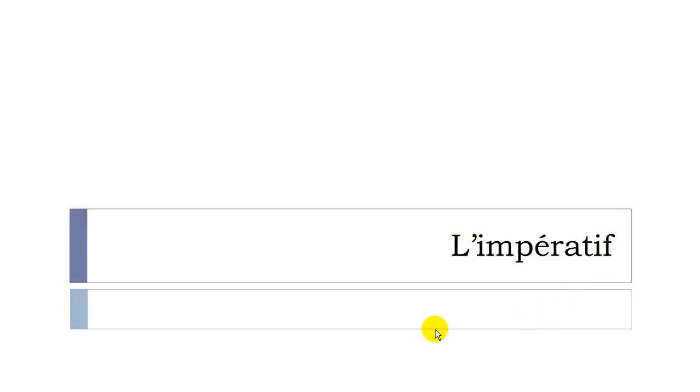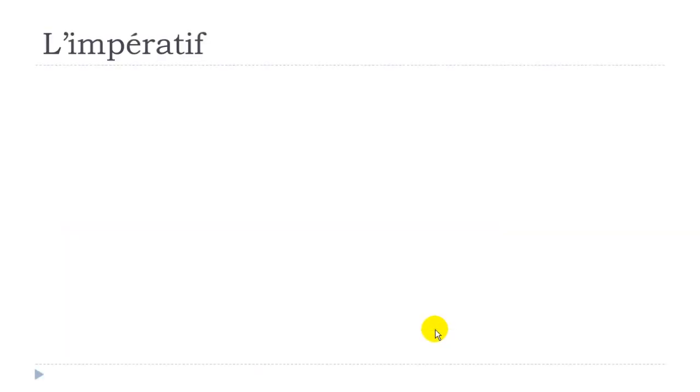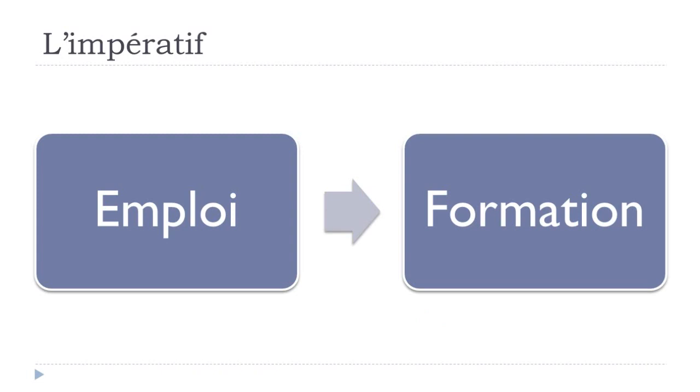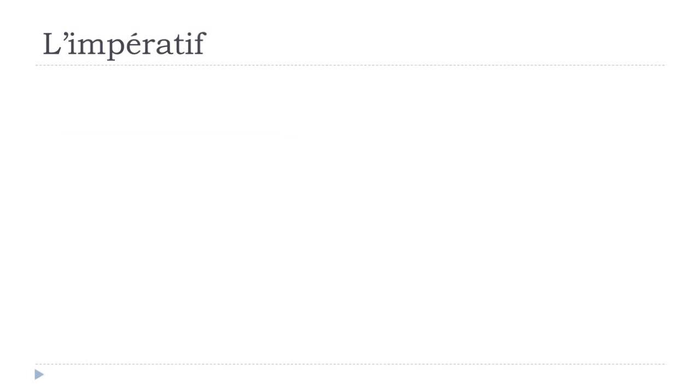L'impératif. As usual, when we see a tense, we first work on l'emploi, so when do we use it, and then after that we'll see la formation, so how do we construct this imperative form. But first, of course, l'emploi. So when do we use the imperative? Well, it's quite simple. We've got three main uses of l'impératif.